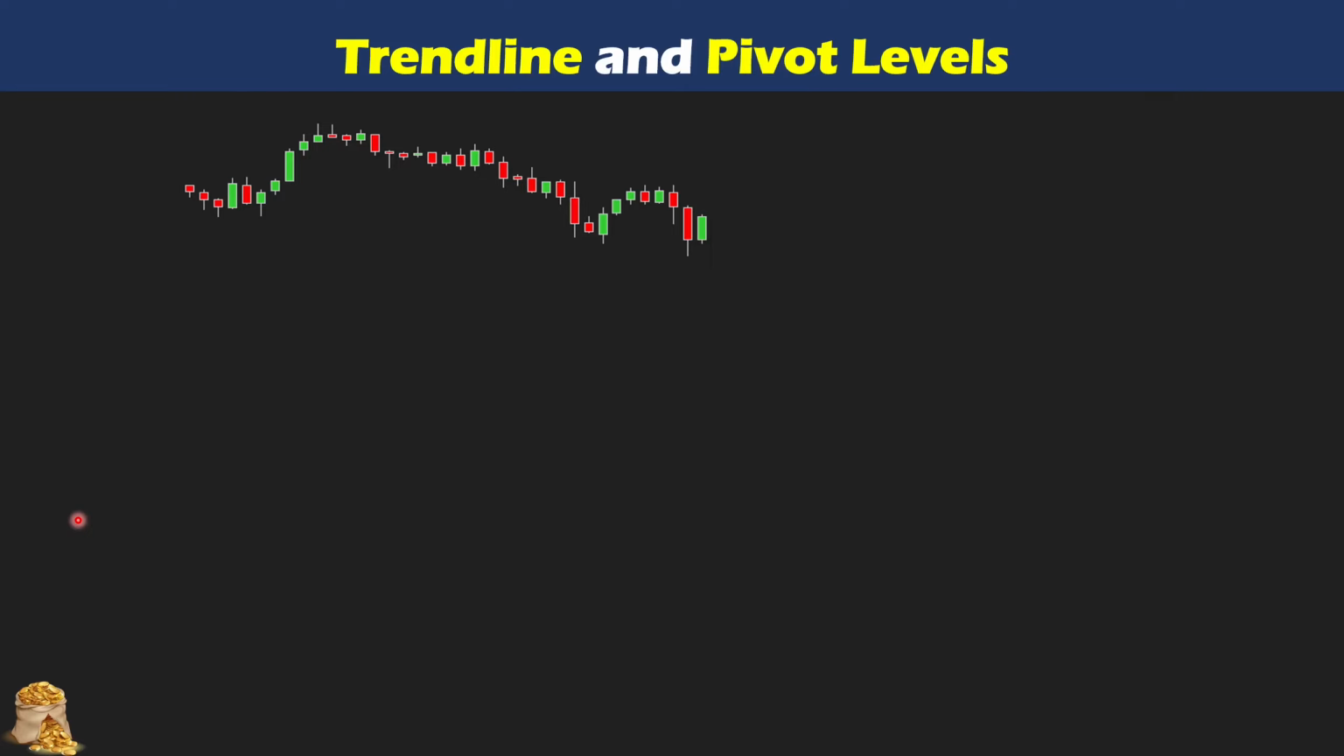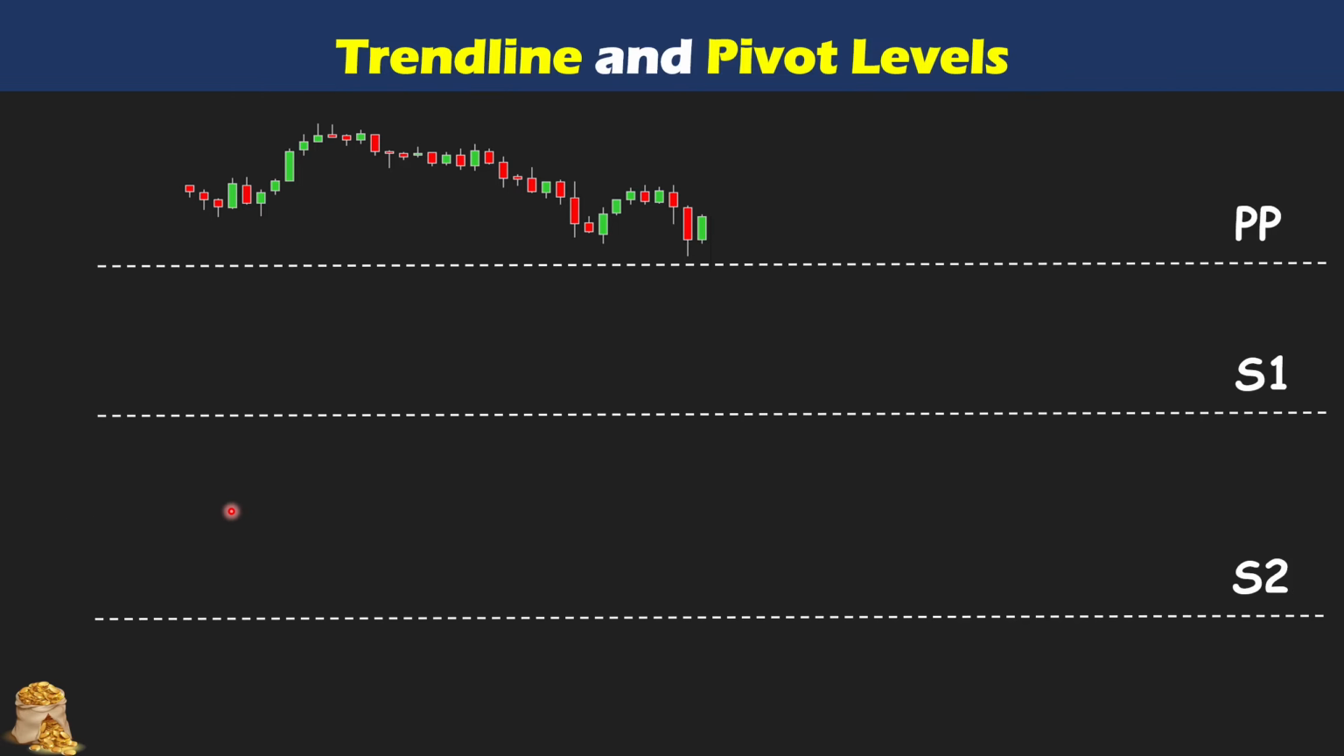Let's have a look at an example of using a combination of trendline and the pivot levels to do the trading. You should have pivot levels on your chart all the time, and there's a setting for it in your trading platform. And we can see there's a PP and the two support levels here. The market is not going anywhere, it's consolidating.